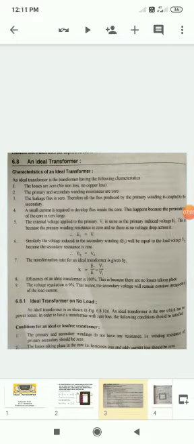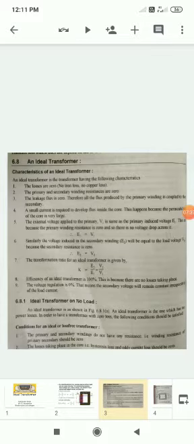We have already discussed what will happen if K is greater than 1 and if K is less than 1, the step up and step down transformers. But if K is equal to 1, this question may be asked in your MCQ in the GATE examination. What will happen if K is equal to 1? Then your transformer is called an ideal transformer, having 100% efficiency. There is no loss in the transformer.